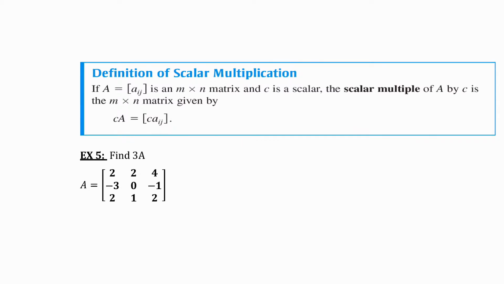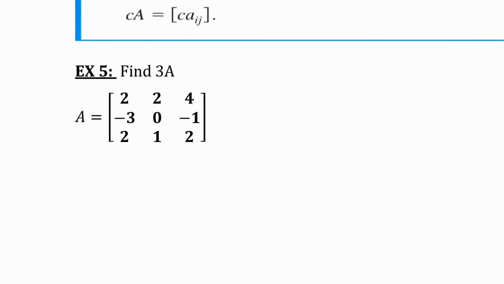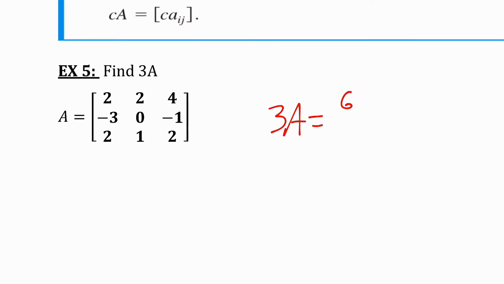So, for example, if I were asked to do 3 times A, in other words, we're going to take this whole matrix and multiply it by 3. Really, we're just going to go term by term and multiply every one of those terms by 3. Starting off up here, 2 times 3 gives us 6. Moving across that row, the next 2 times 3 is also 6. And at the end of the row, 4 times 3 is 12. So that's the end of row 1. We're moving on to row 2.